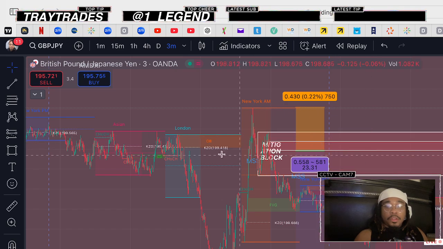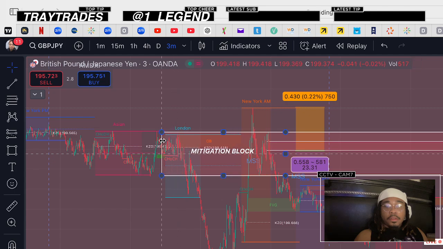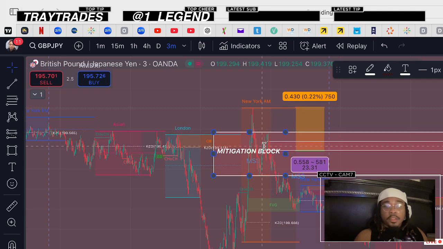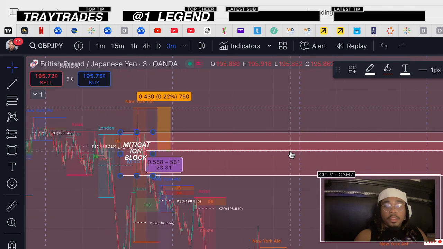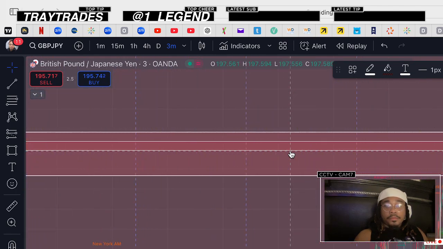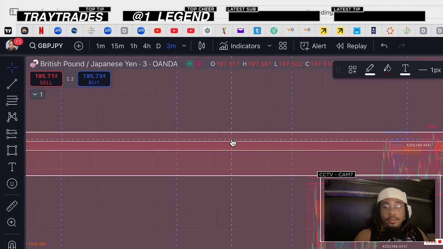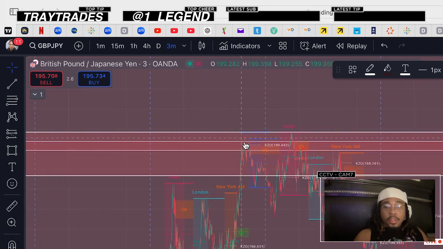So we have our mitigation block right there, which is this move. Then we have our inverted fair value gap. And let's see what happens when price gets up to this area. Price gets there, and as you can see, price runs this inverted fair value gap, right? Runs it, breaks down, comes back up, fills this mitigation block, right?